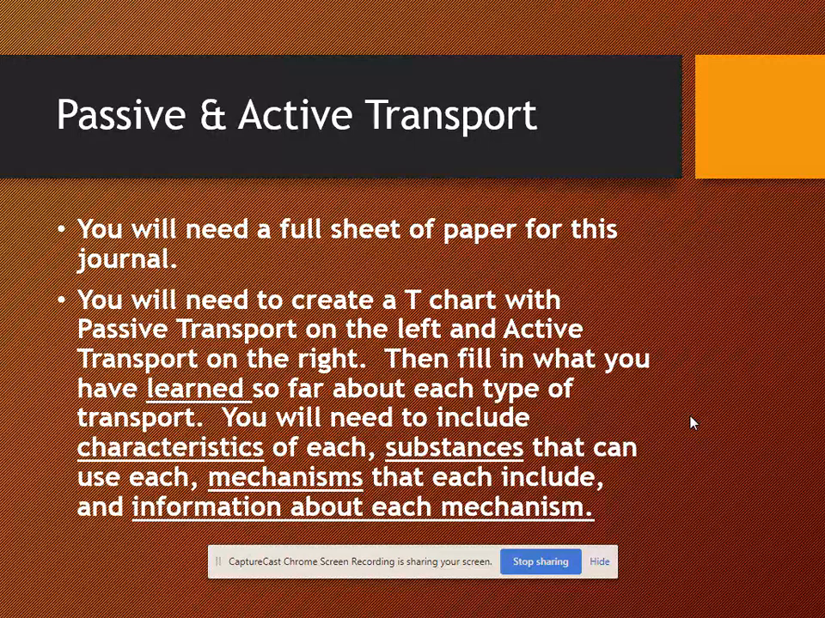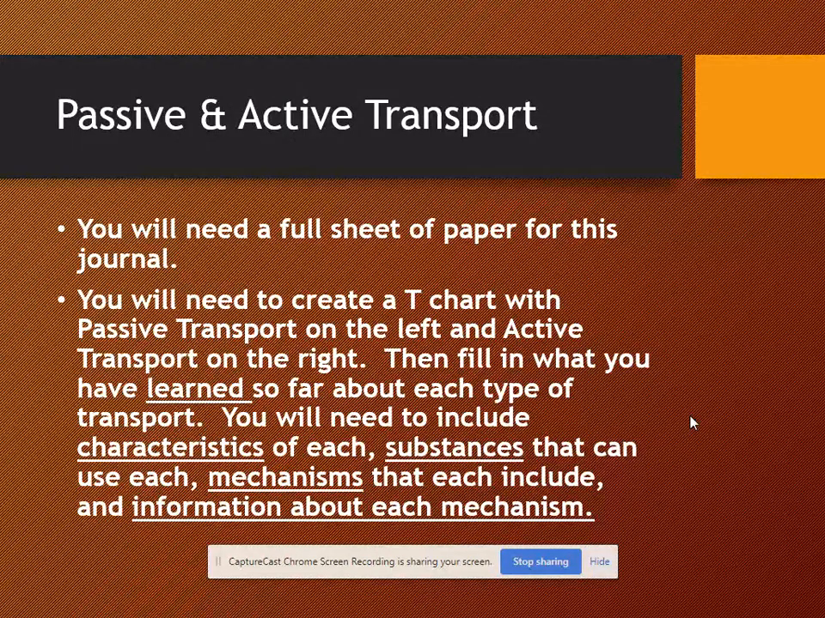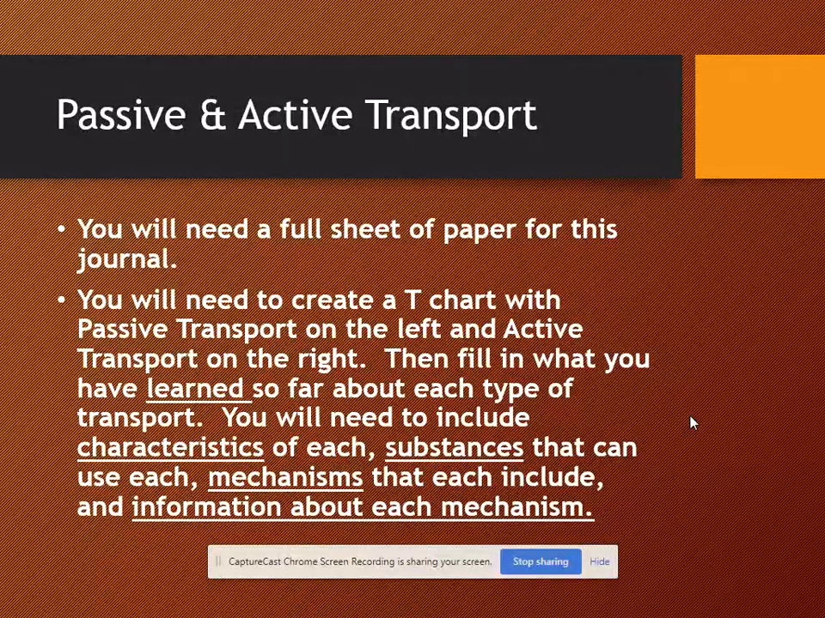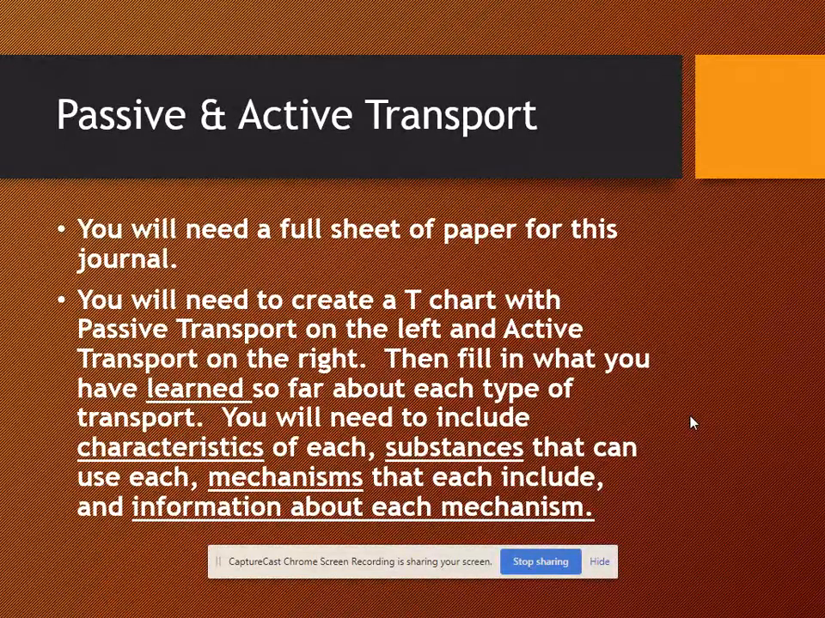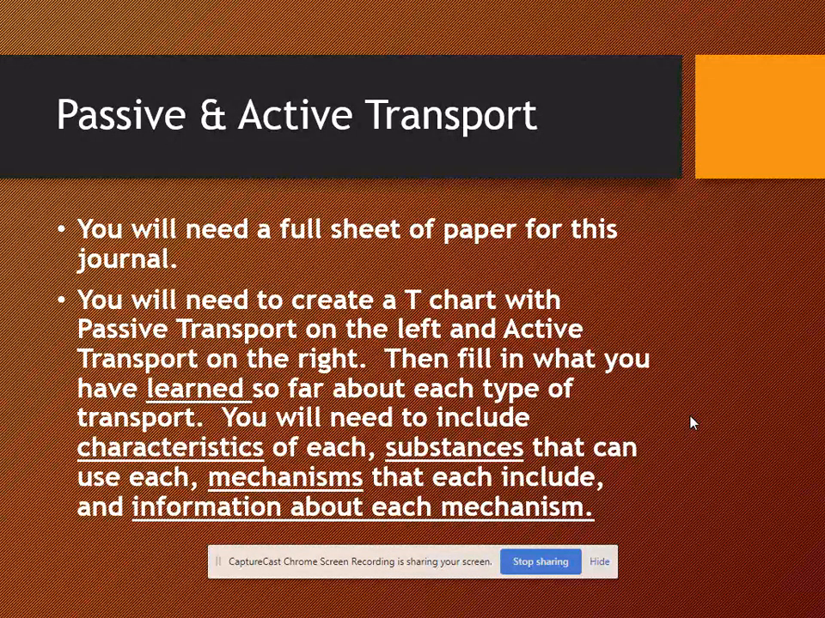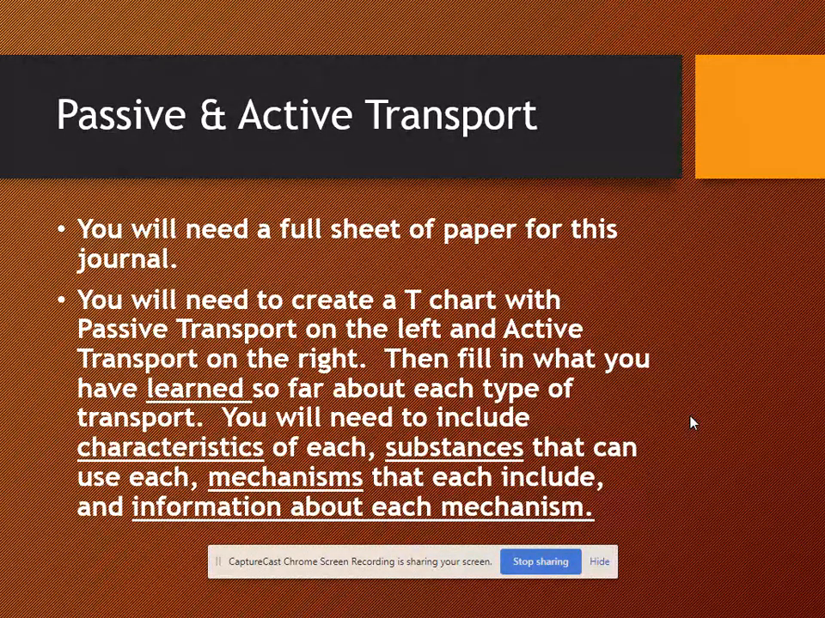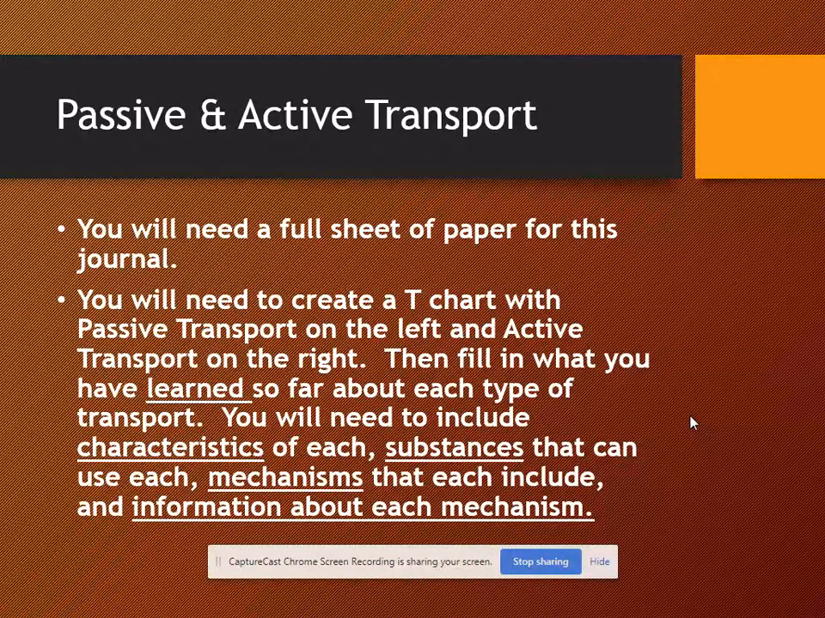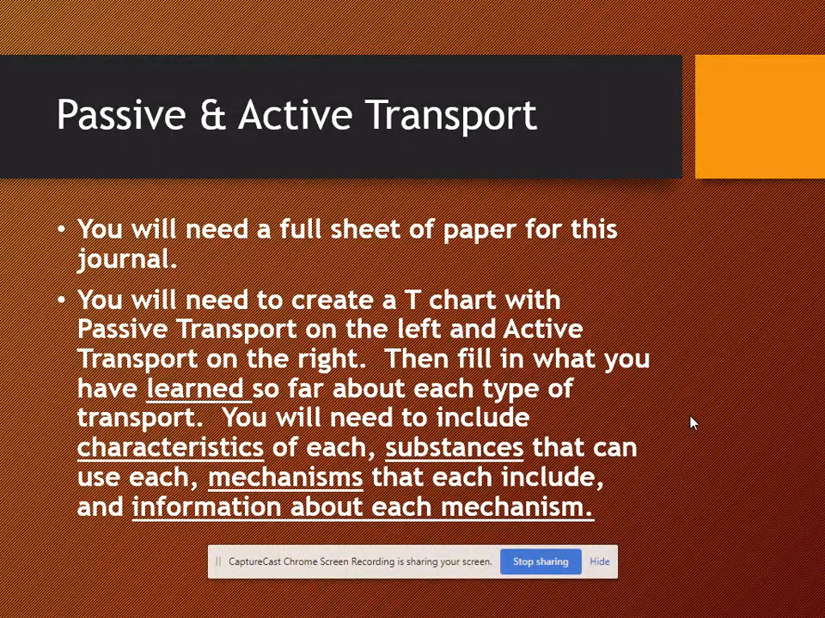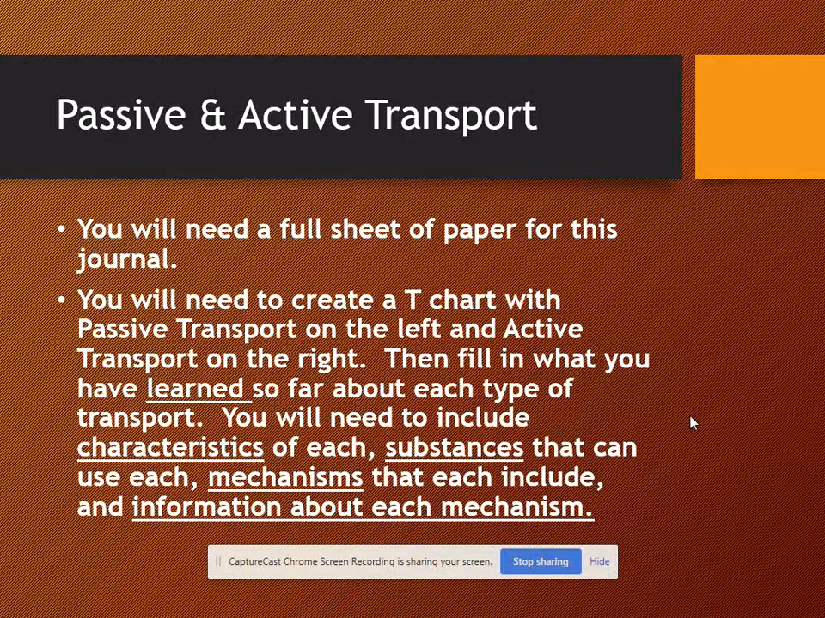You will need a full sheet of paper on this, and you will need to make a T-chart. You are going to put passive transport on the left and active transport on the right. You are going to put what you've learned so far about each type of transport. You'll need to include characteristics of each, substances that use each, mechanisms that each include, and information about each mechanism.